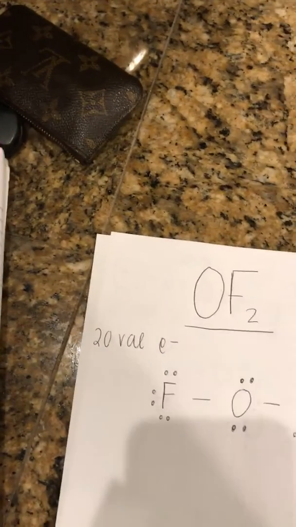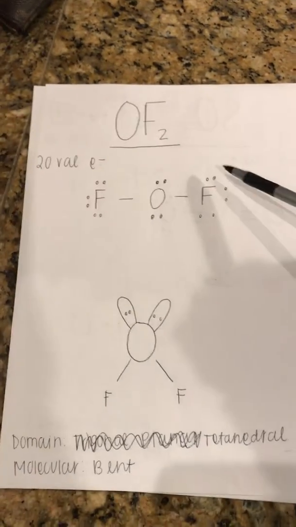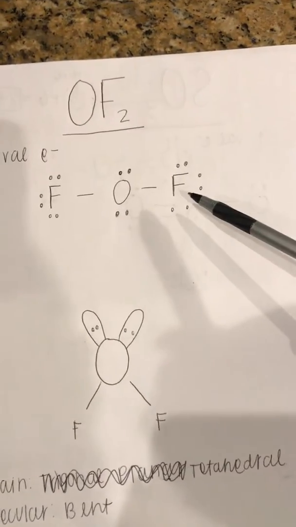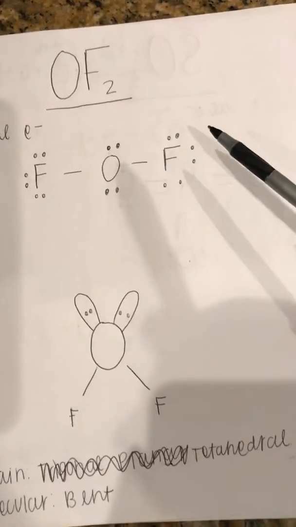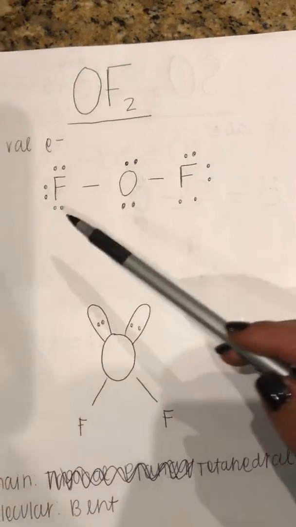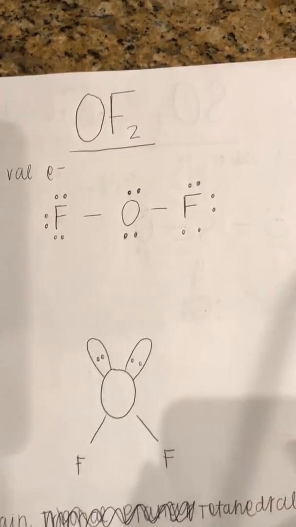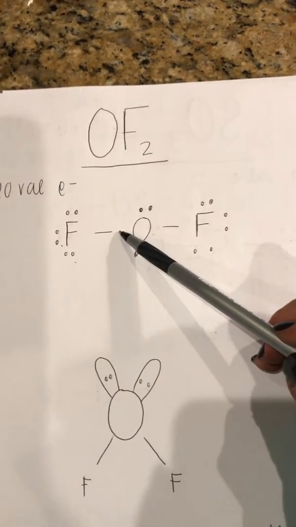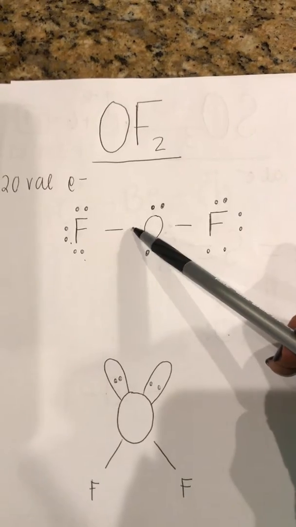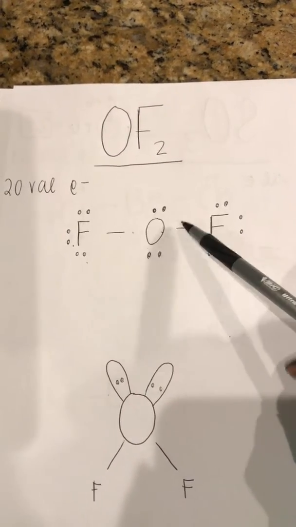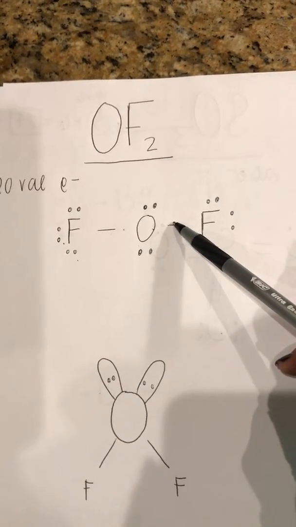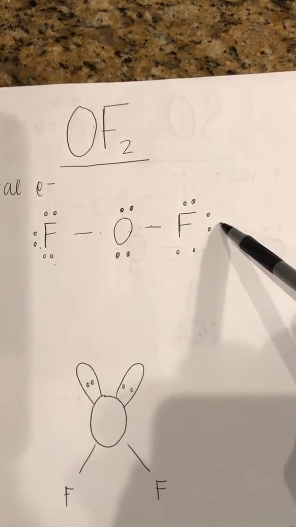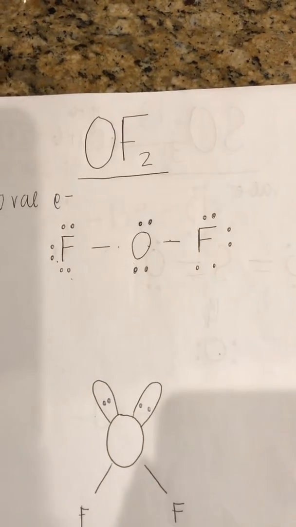So the next structure that we're going to look at is the OF2 structure. So let's check the Lewis structure. One of the things that I always do before leaving my Lewis structure is to make sure that each atom has an octet and I have accounted for all the valence electrons in the structure. There are 2, 4, 6, 8 electrons on the F, so it's an octet. 8 electrons on the oxygen, 2, 4, 6, 8, so it has an octet as well. And 8 electrons on the other F, 2, 4, 6, 8, so that also has an octet. Let's make sure that there's a total of 20 valence electrons.